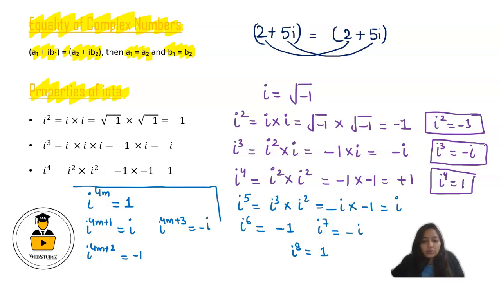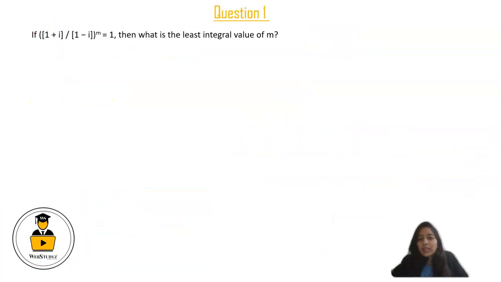This is also some properties related to iota. Now, with the help of these properties and the algebra of complex numbers, we are moving towards the questions. Here the first question is: if (1 plus iota) divided by (1 minus iota), whole raised to the power m, is equal to 1, then what is the least integral value of m?